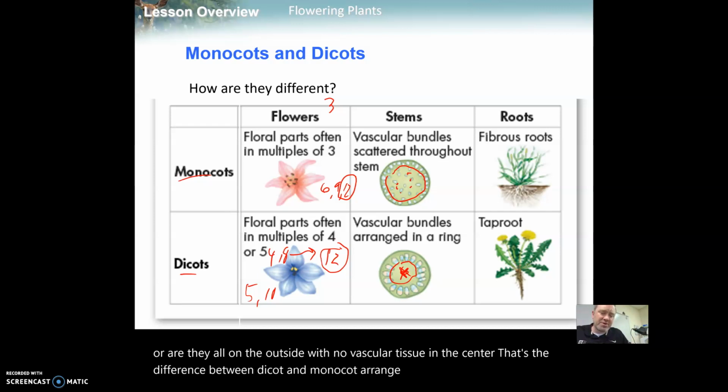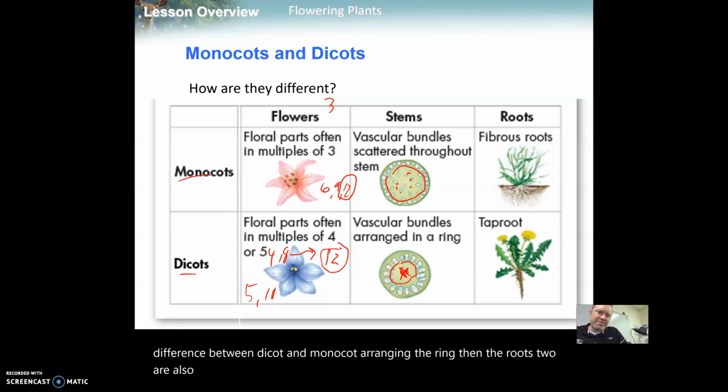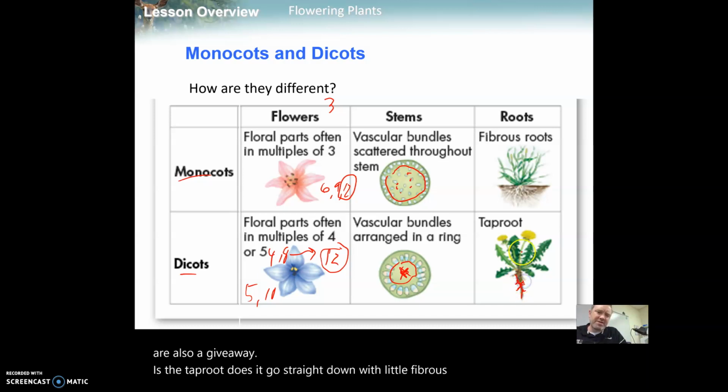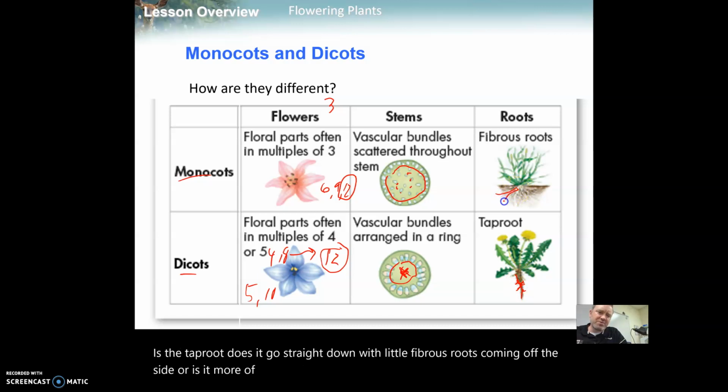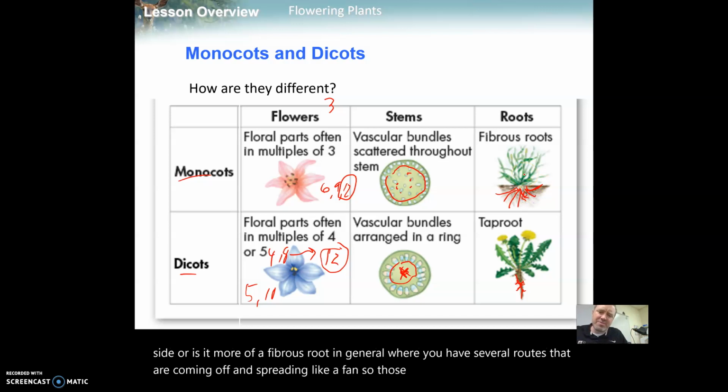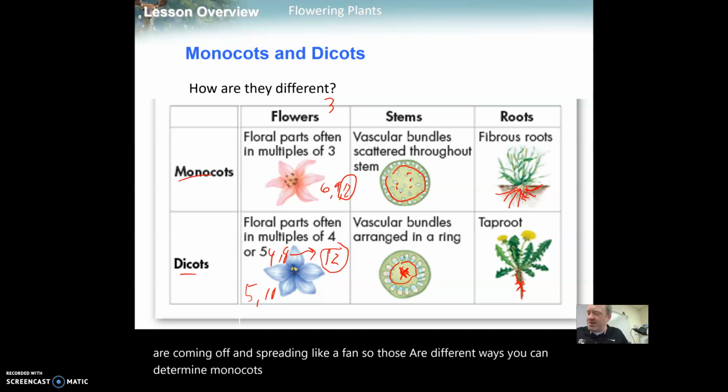Then the roots too are also a giveaway. Is the tap root, does it go straight down with little fibrous roots coming off the side, or is it more of a fibrous root in general where you have several roots that are coming off and spreading like a fan? So those are different ways you can determine monocots and dicots. You could see how a quiz could be done asking you for one of those characteristics to determine the monocot and the dicot.